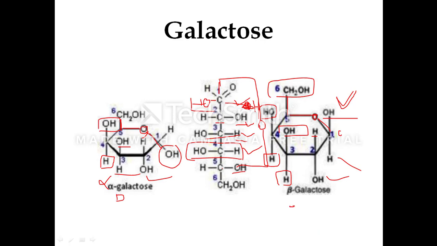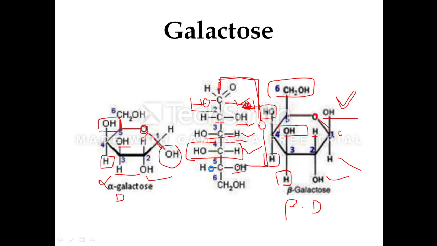it is called beta D galactopyranose. Pyranose because there is a ring between C1 and C5 resulting in the formation of a 6-membered ring that resembles the pyranose structure. Hence, it is called beta D galactopyranose.